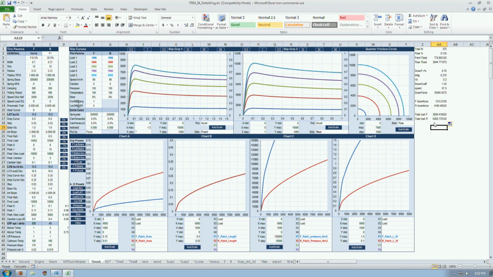So when we travel at 315 kilometers an hour, the total tire load on each front tire is about 2,000 newtons, and on each rear tire about 6,000 newtons. But that's without cornering. And how do we get cornering into the equation?